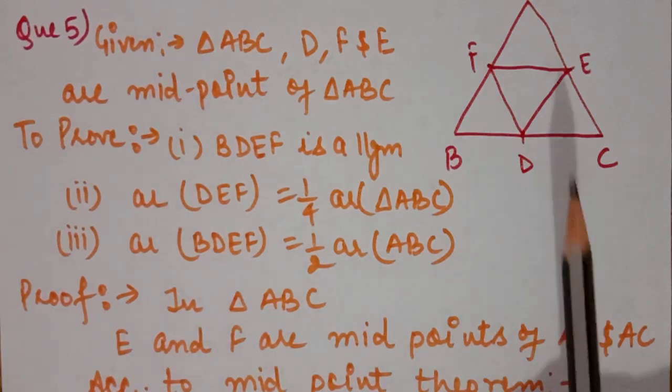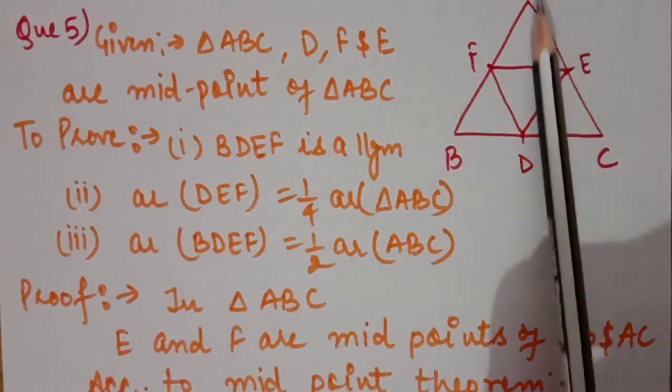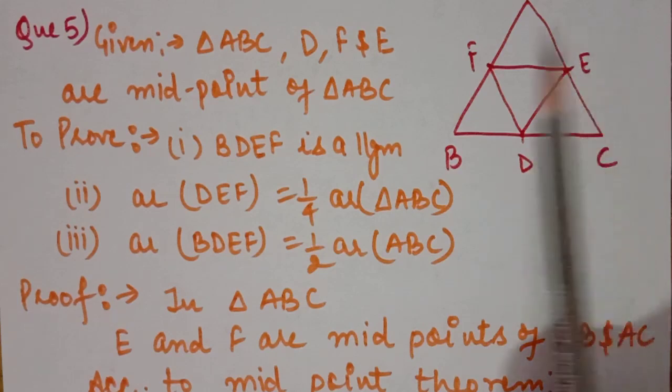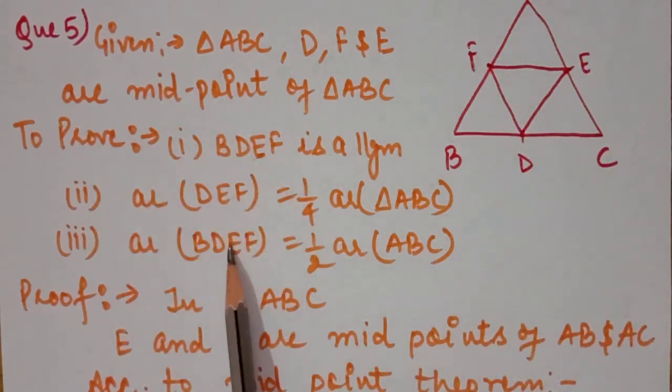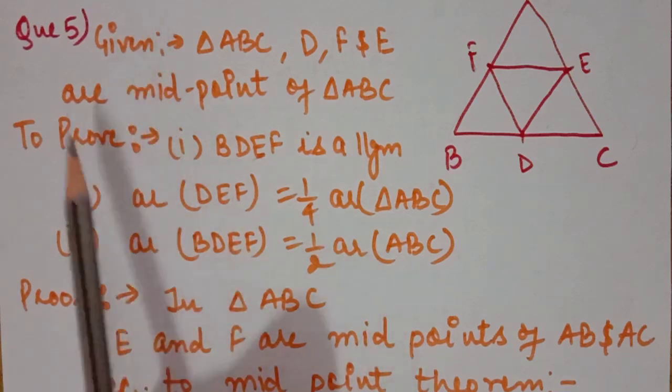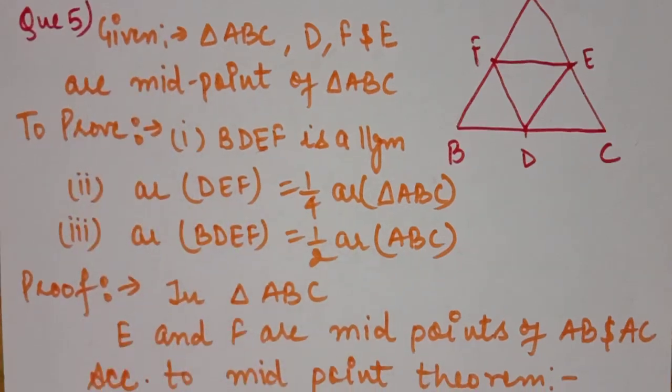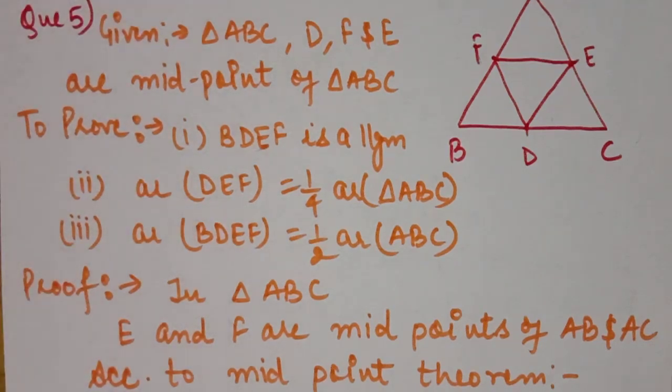So students, this is your given diagram. ABC, and D, E, F are the midpoints of the respective sides. We have to prove these three parts. So this is your given and to prove. Now start the proof.